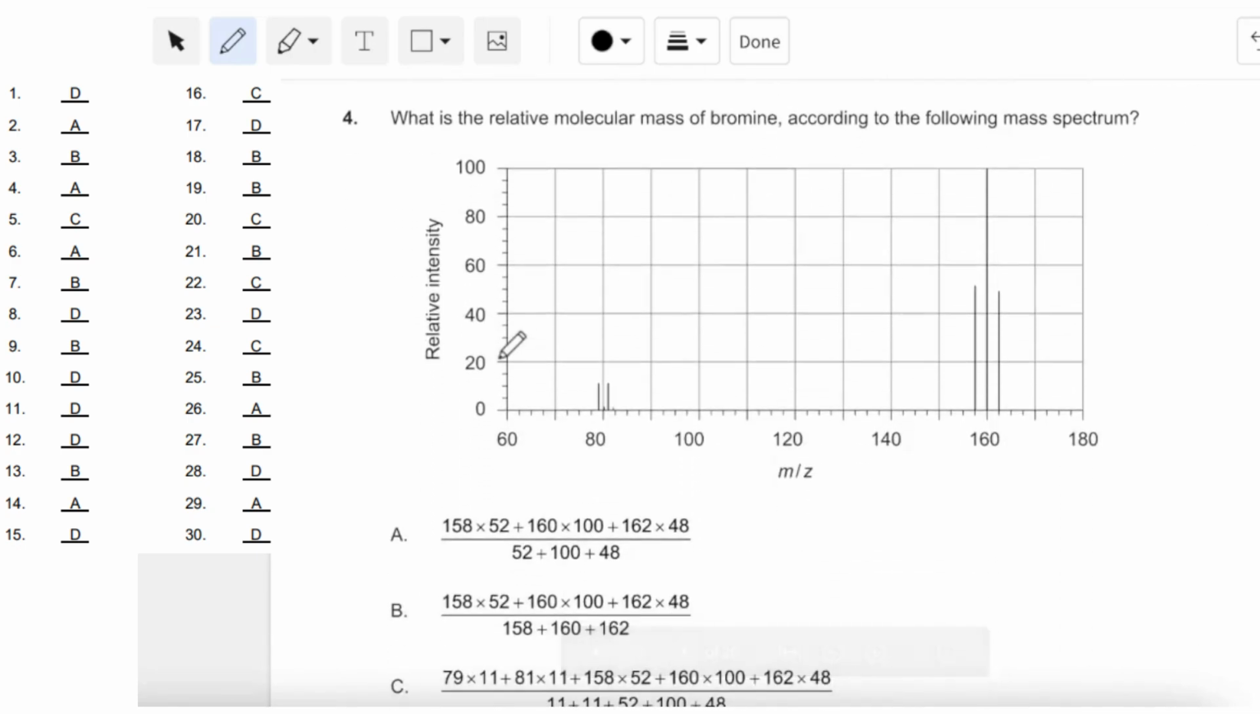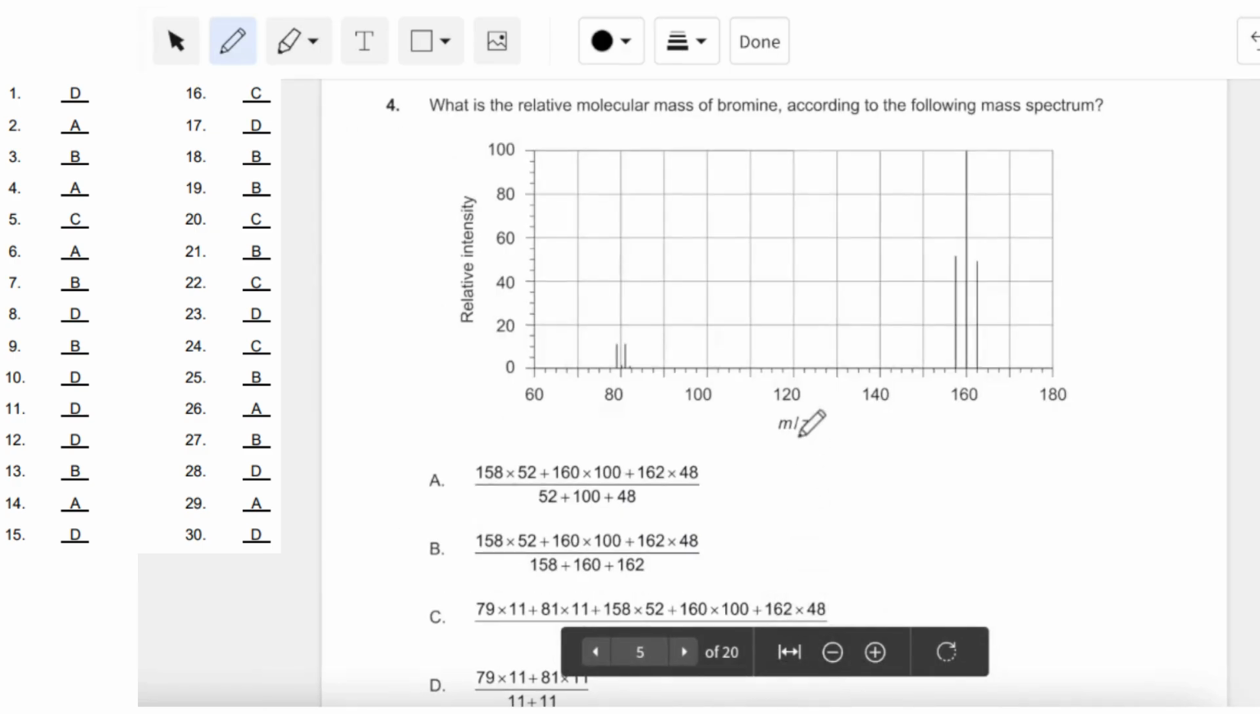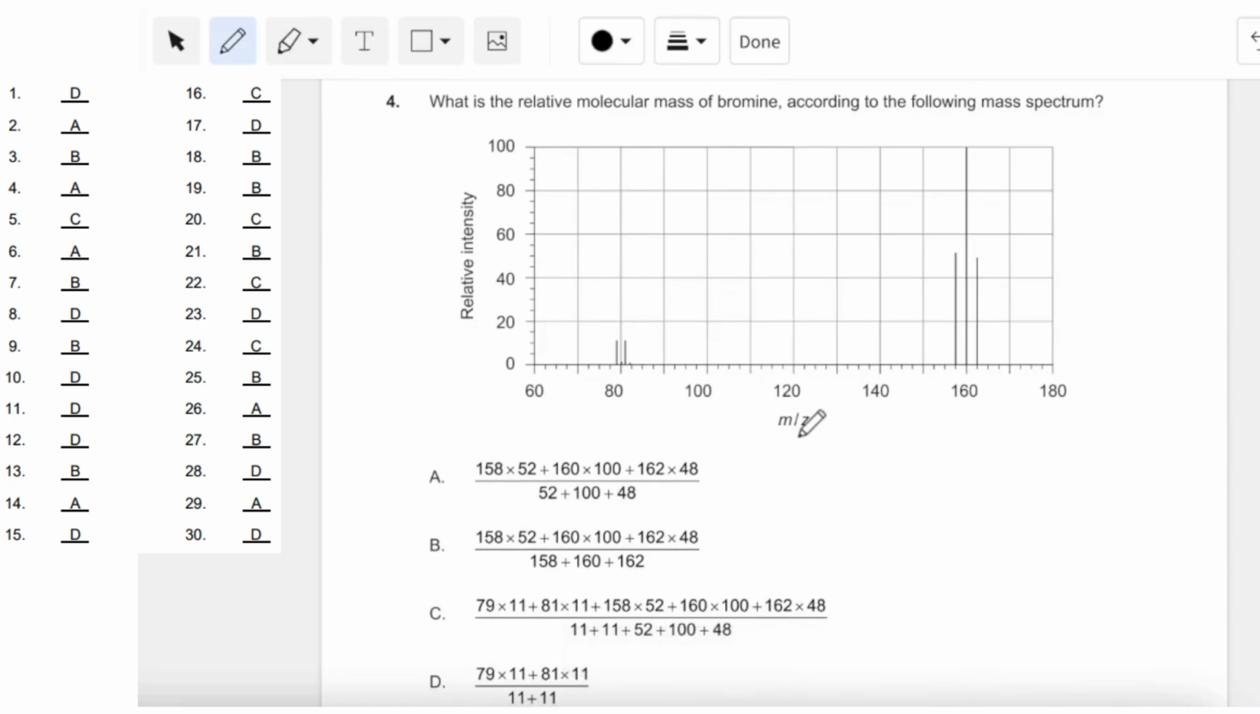Continue to number 4. So this is a little bit tricky for you. What is the relative molecular mass of bromine? As you know, bromine is a diatomic molecule. If you look at the periodic table, the Ar of bromine is around 79 point something, so let's say 80. So obviously you will see it here and think the answer is D, right?